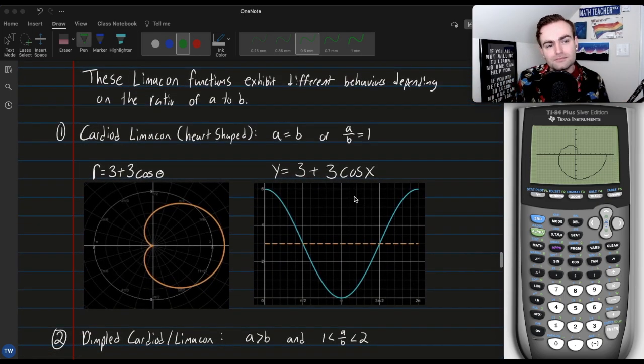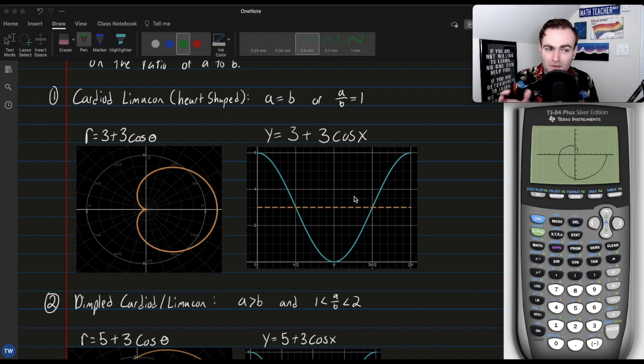Fun. So the first one is called the cardioid. I'm going to call it a cardioid, which is a heart-shaped limaçon. And this occurs when the A is equal to the B, or the ratio of A to B is 1. Again, it could be -1 as well. Like the plus or minus doesn't matter. We're using the absolute value of these numbers when we talk about these relationships. So if I have 3 plus 3 cosine, I can see I get a beautiful heart shape here.